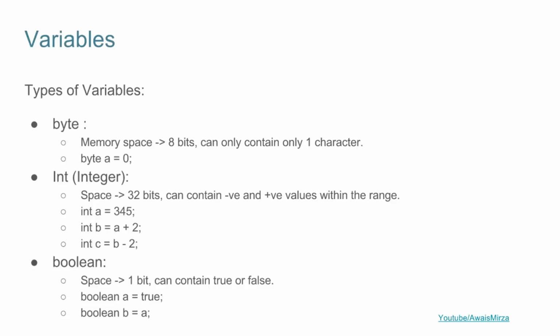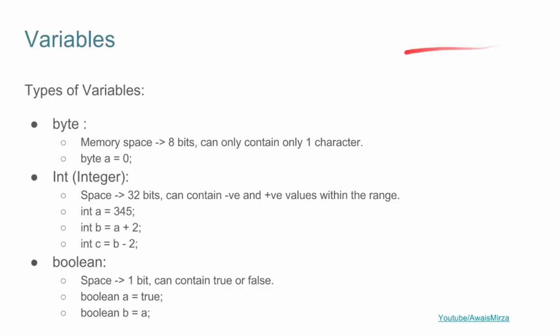So there are different types of variables. I'll be talking about the general data types, but there are different data types in different languages, different data types in Java, C Sharp, Python, Ruby on Rails. So first one is the byte data type. If you want to store one character in a variable, just like we want to store A, F or G, we can't store more than one character in the byte variable.